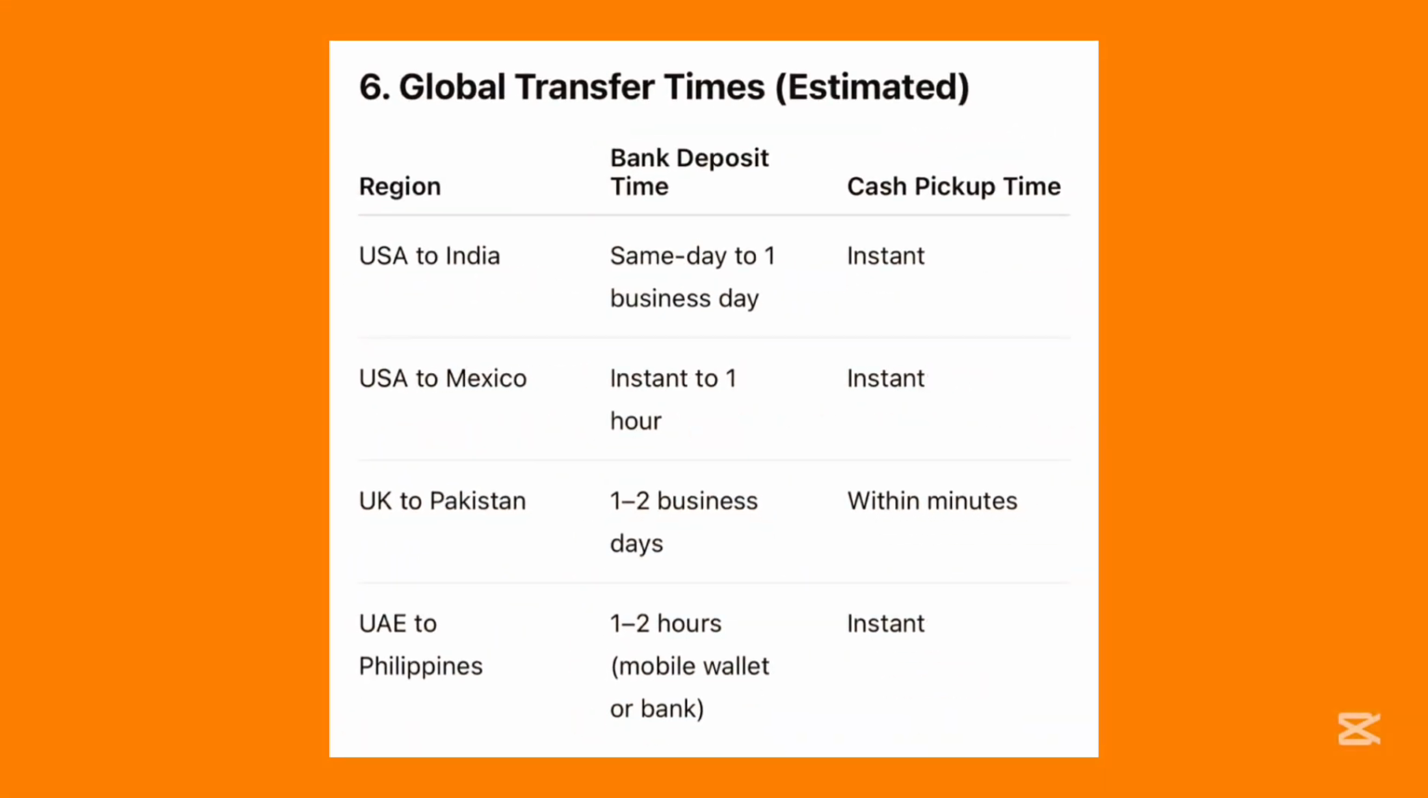So now let's talk about global transfer time. In some countries, for bank deposit, it takes mostly 1 or 2 business days. And if you talk about cash pickup, it's instant, and in some countries it may take some minutes or some hours. And that was basically all about how you can track your money in Ria Money Transfer.